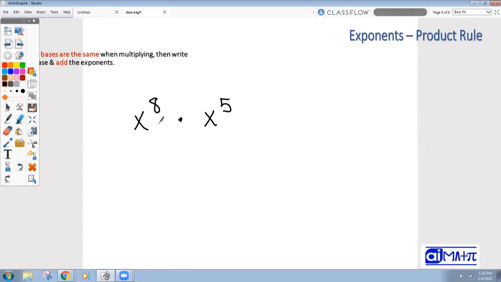This works even when you have variables. So you don't have to figure out what it is. You just notice that, hey, I have two bases that are equivalent, x to the 8th and x to the 5th. And so I'm going to rewrite that as x to the 8th power plus the 5th power. When I do rewrite that, I get x to the power of 8 plus 5, which is 13. And this works with anything.